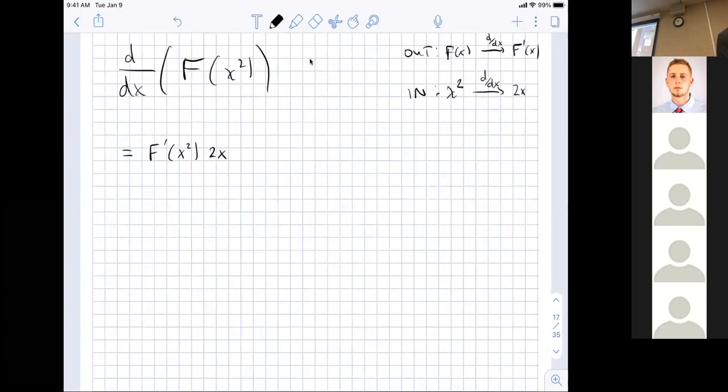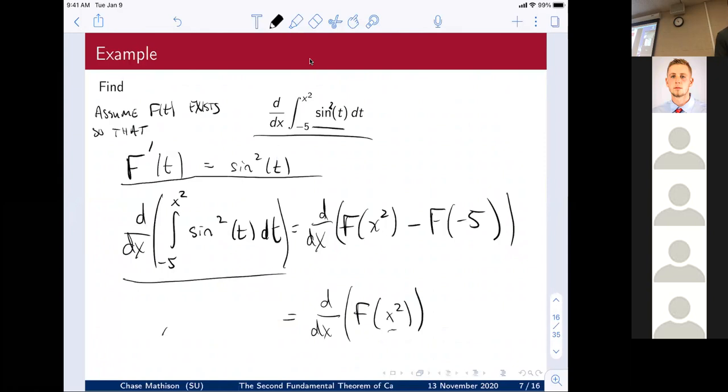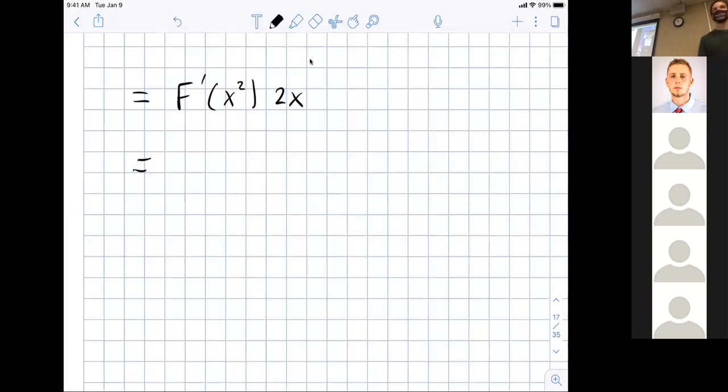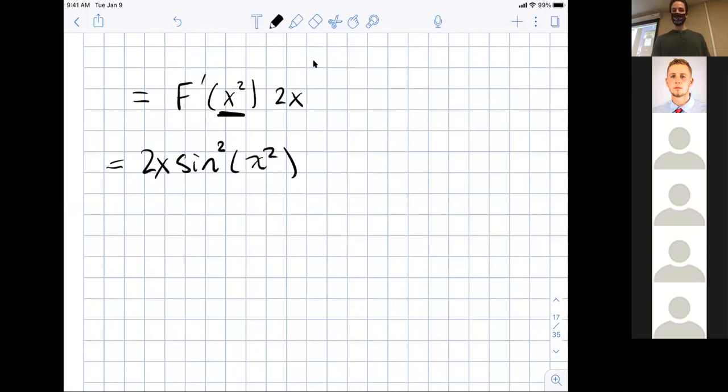But then again, remember, big F prime of t is sine squared of t. So that means big F prime of x squared is what? Sine squared of x squared. Yeah, very good. Sine squared of x squared. Okay, and then times, I'll write the 2x out in front. Do you need to write the 2x out in front? No, I just know that I might accidentally put it inside the sine of x if I don't do that. Okay?